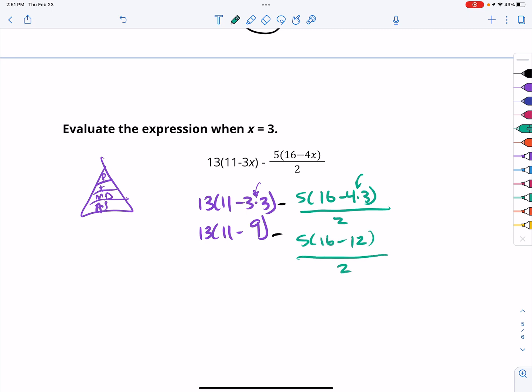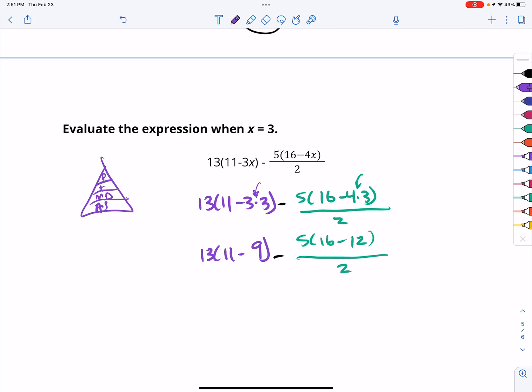Now you might be tempted to skip some of these steps and just do some of the number crunching in your head. I would strongly recommend not, because as we get into more complex expressions, especially ones that involve negative numbers, it's really easy to lose a negative sign in there, or to have a miscalculation, and then it's harder to identify that you've made that mistake.